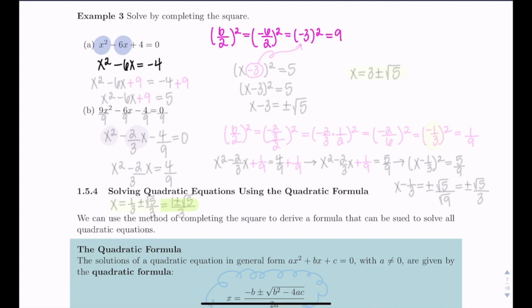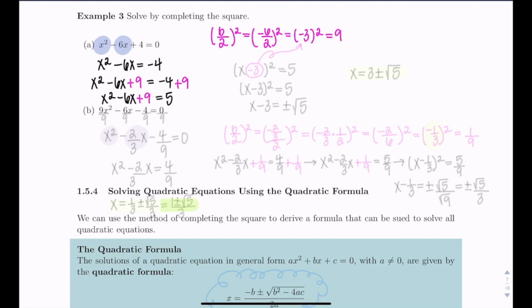So let's go ahead and add that to both sides. We've got x squared minus 6x plus 9 is equal to -4 plus 9. What I do to one side, I have to do to the other. So let's simplify the right-hand side a little bit. So we have our x squared minus 6x plus 9. And that's going to be equal to 5.